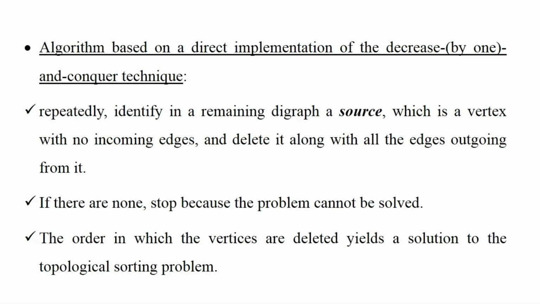The second algorithm is based on direct implementation of the decrease by 1 and conquer technique. Repeatedly we identify in the remaining digraph a source vertex, which is a vertex with no incoming edges, and delete it along with all the edges outgoing from it. When you delete a vertex, you ensure that all the edges outgoing from that vertex are also removed. If there are none, you stop because the problem cannot be solved. The order in which the vertices are deleted will give a solution to the topological sorting problem.